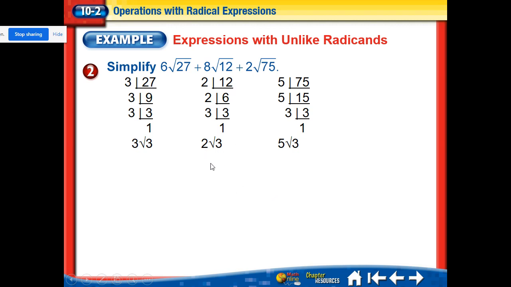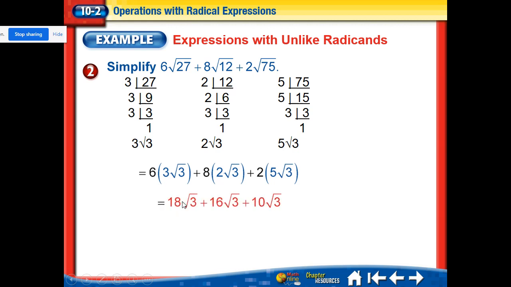Now that we've simplified them, now we can start putting them together. Now, notice we still have that 6, this 8, and this 2 on the outside. I did not forget about them. So I just simplified this and got 3 root 3. So it's 6 times 3 root 3, and it's 8 times 2 root 3, and 2 times 5 root 3. So 6 times 3 gives me 18, then 16, and 10.